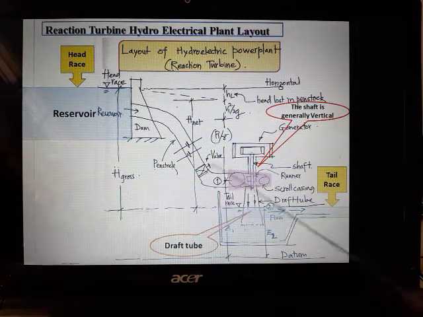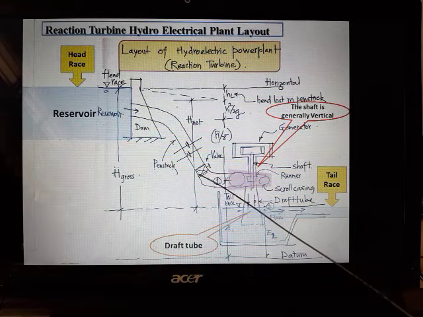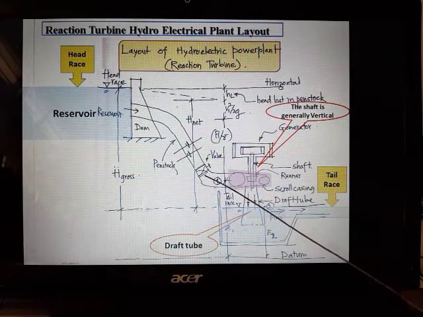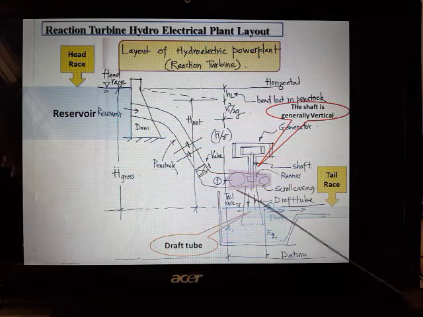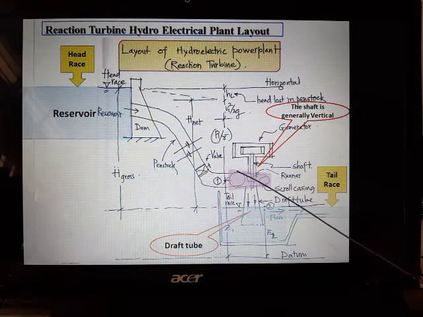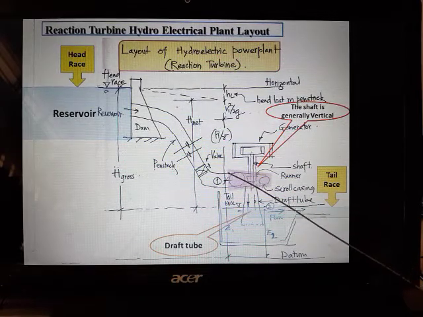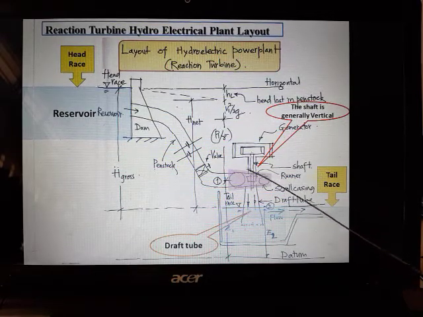There is a control valve to decide whether to let the water inside the turbine or not. Once it gets inside, this is the turbine. So this is a reaction turbine. The typical way of showing a reaction turbine is like this.